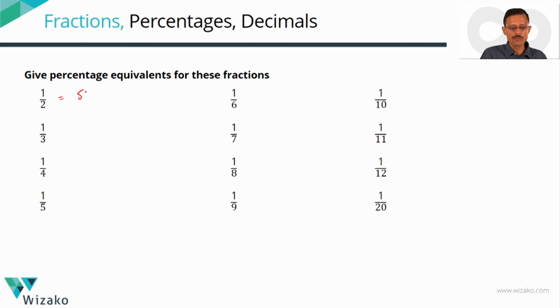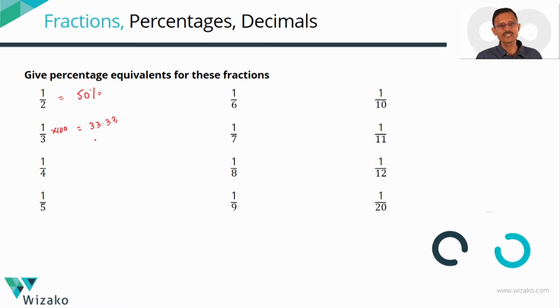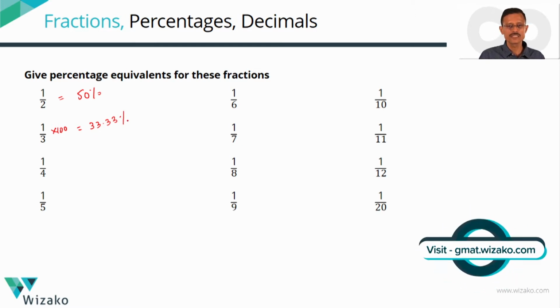1 by 2 is 50%, half is 50%. 1 by 3: anytime you want to convert a fraction to a percentage, multiply it with 100. So 100 by 3 is equal to 33, 99 by 3. Again, you'll have a 1 as a remainder. So it's going to continue indefinitely as 33.3333. So this is 33.33%.